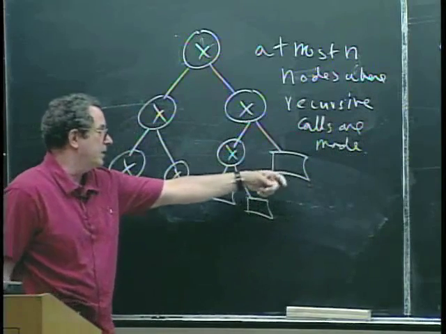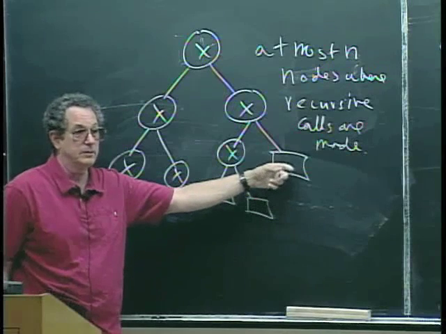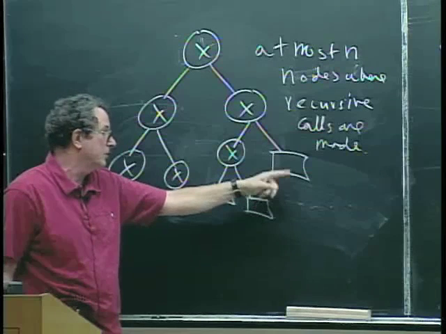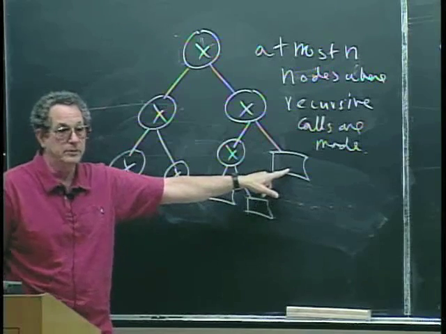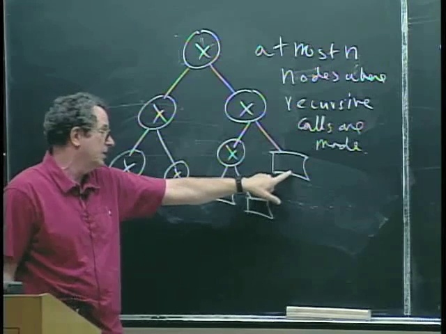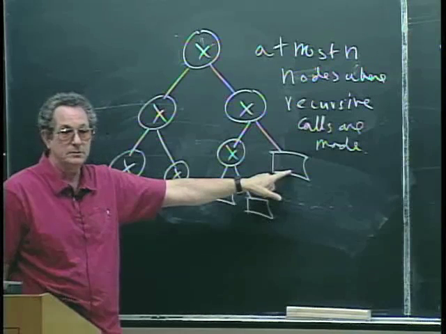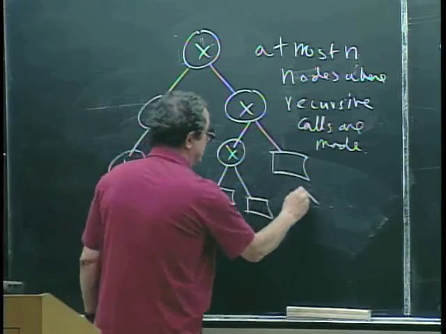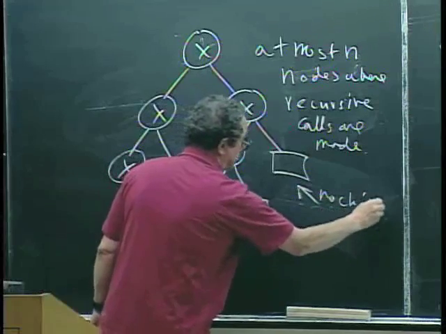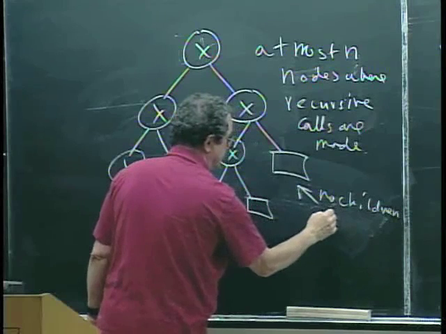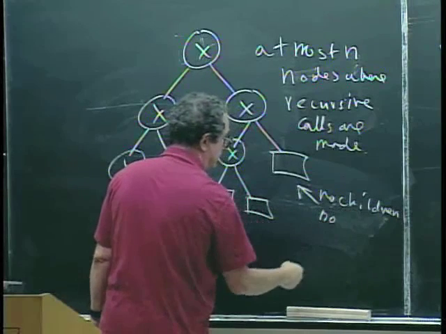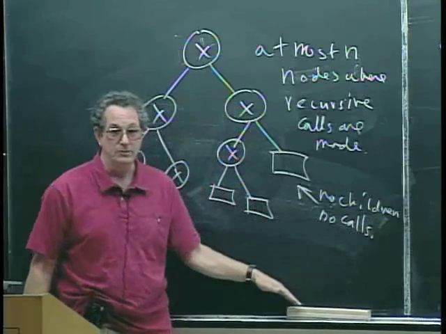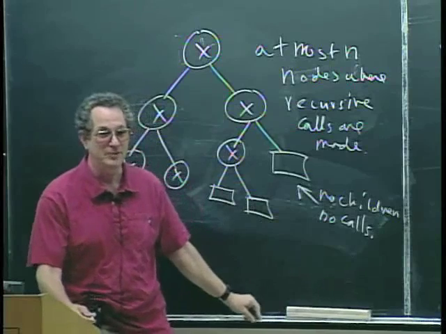Now, if you have a node that has no recursive call, where the algorithm decided, no, I'm not going to do that recursive call because I already have that value, how many children does it have? How many recursive calls are there? How many calls are there below a node that has no recursive calls? 0. Okay? This is a leaf. No children, no calls. And its children have no children, right? Well, it doesn't have any children, so that's vacuously true.